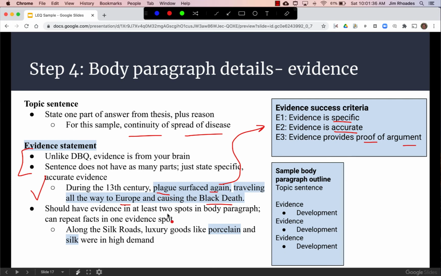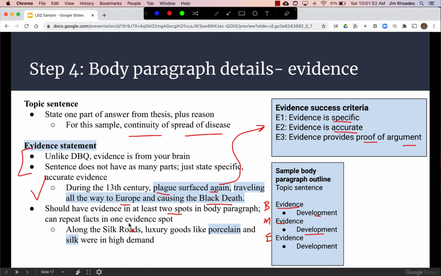This should happen at least twice in my body paragraph. See, there's evidence with development, and then it happens again. Sometimes, particularly with CCOTs, I like to think of that beginning, middle, and end. So you can do it 3 times if you have more information to share. The more evidence, the better.